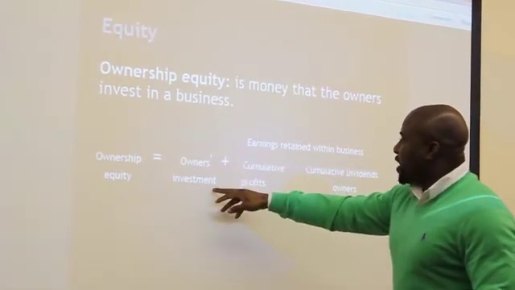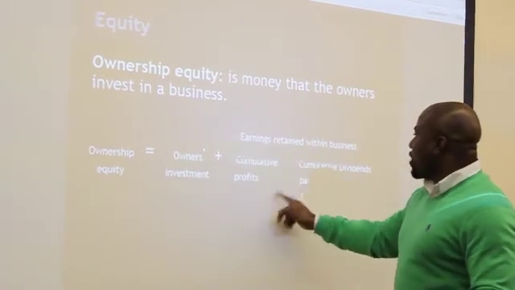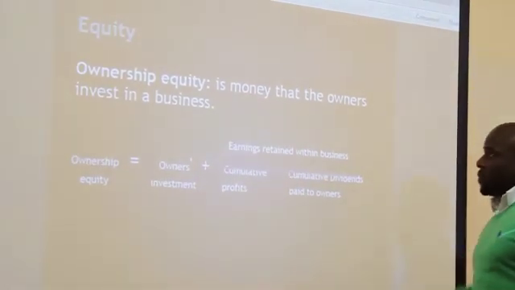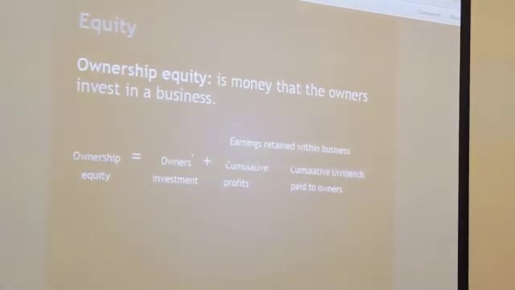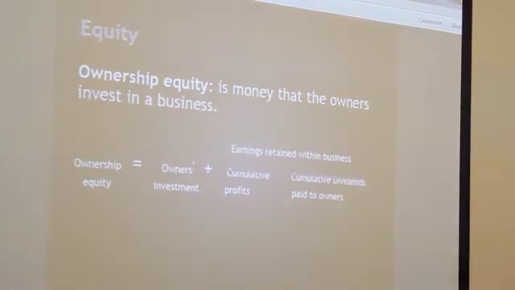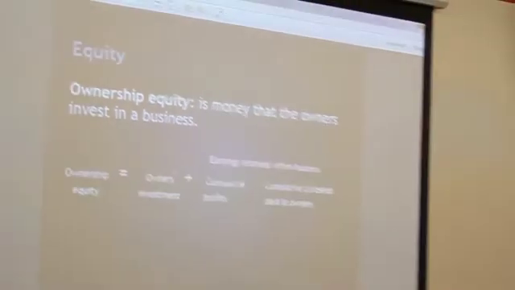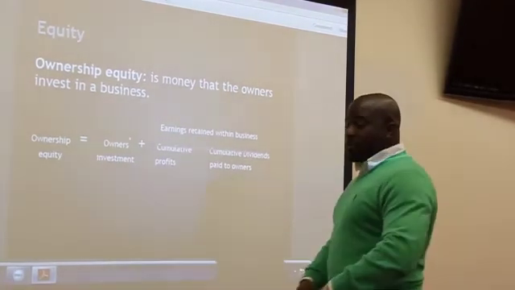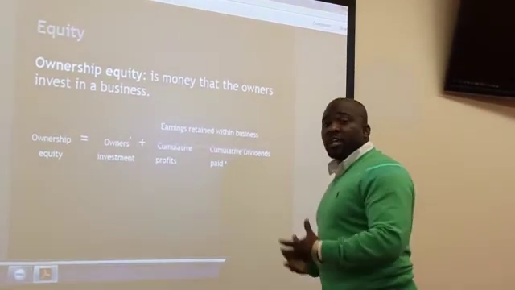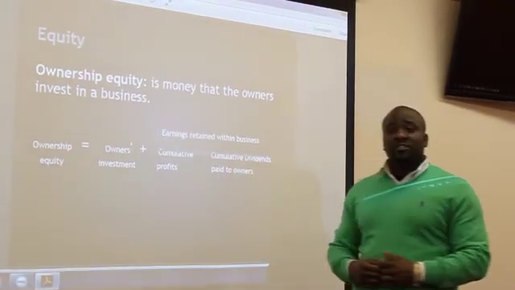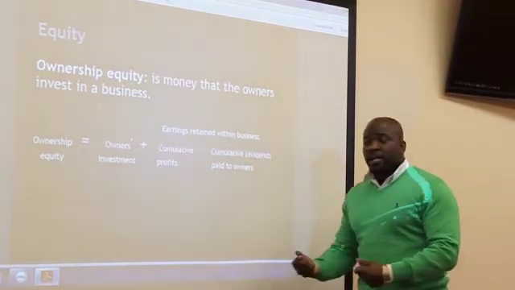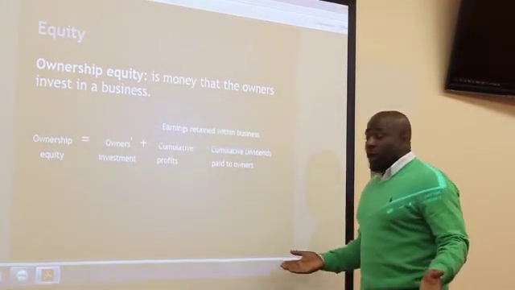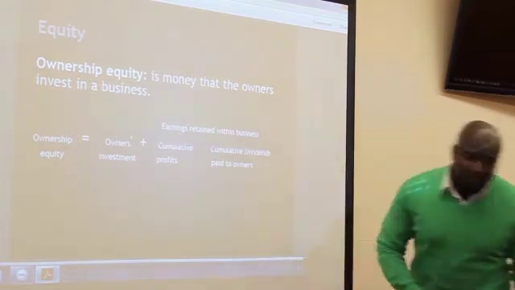So owner's investment plus cumulative profit minus cumulative dividends. But the importance of this is this. Owner's equity is the money that owners invest in the business. The more money you invest in the business, the more of that business you should actually own. So when it comes time to give out the dividends or break down the profits, the more you own of that company, the more you will have.